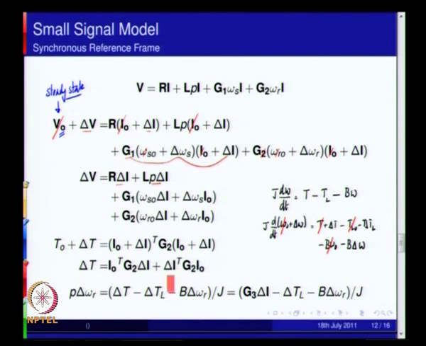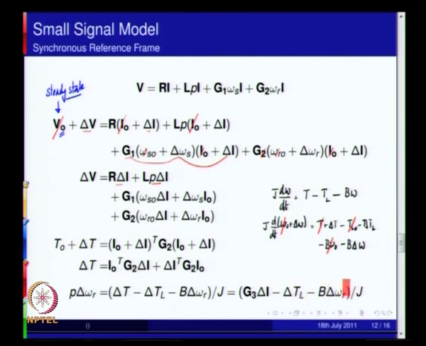Delta T minus delta TL minus B delta omega, the J is brought to the denominator. So, this is how it is. Delta T itself, since it is a function of delta I, can be written as some G3 into delta I minus this expression.